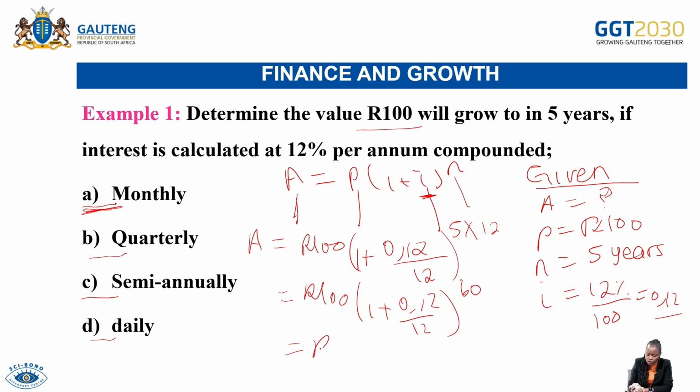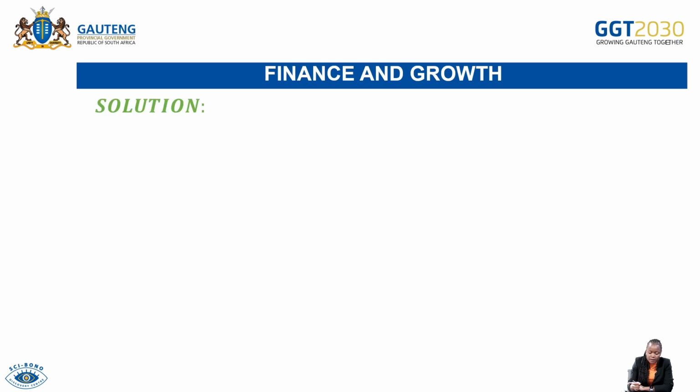Okay, so it is going to be 181.67 cents. So it means if our interest is compounded monthly, the amount that you are going to have at the end of 5 years is going to be 181.67 cents. Let's move to the second one. The second one is going to be quarterly.